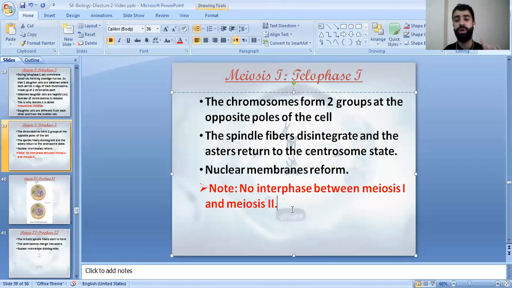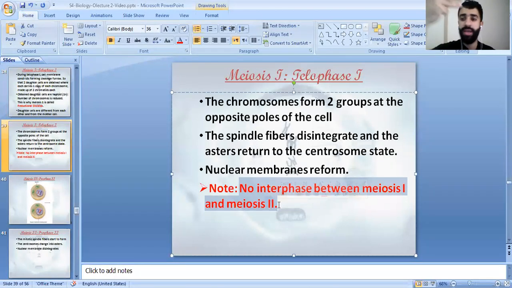Here we have to know an important note. Before we start meiosis, we have interphase to prepare the cell to enter meiosis. But between meiosis 1 and meiosis 2, there is no interphase. So whenever the cell starts with interphase, prophase 1, metaphase 1, anaphase 1, telophase 1, it finishes meiosis 1, then it starts meiosis 2.